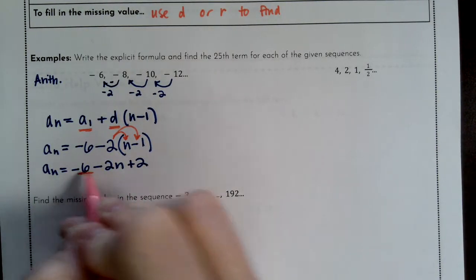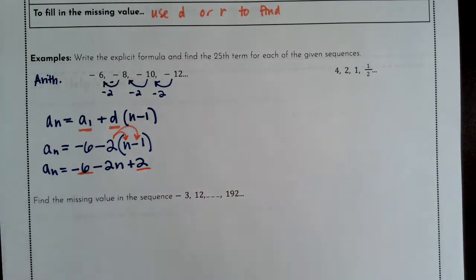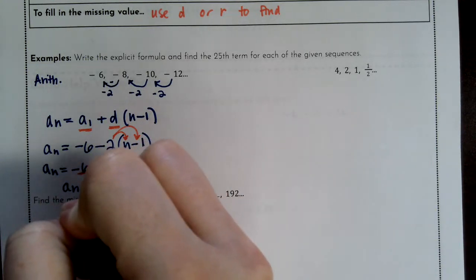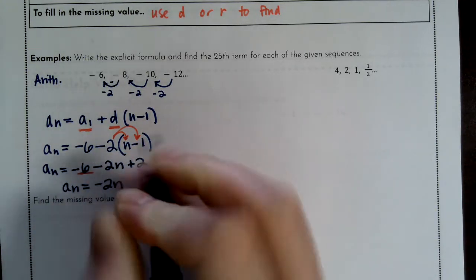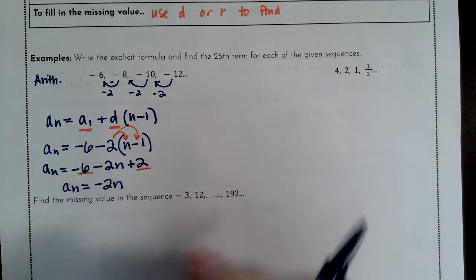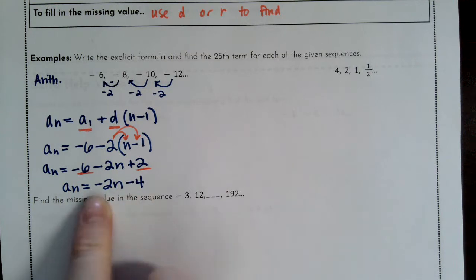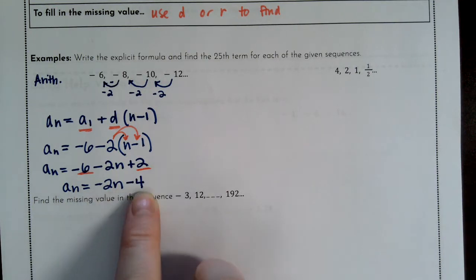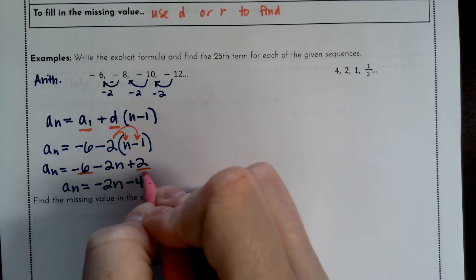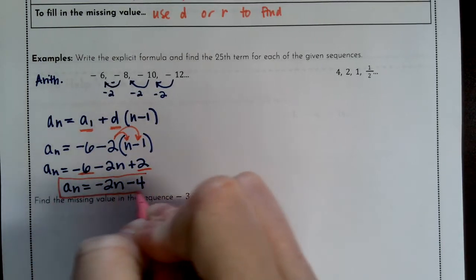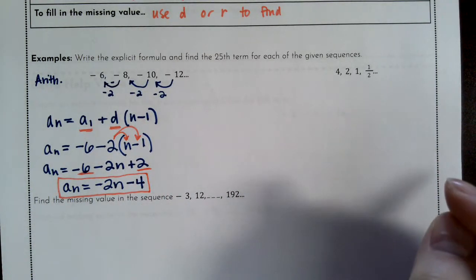And then we can combine our like terms. So we're going to have a sub n equals -2n, and then -6 plus -2 is -4. And so this is as simple as I can get. I've got no more parentheses. I've got no more like terms. So this is my formula for my sequence.